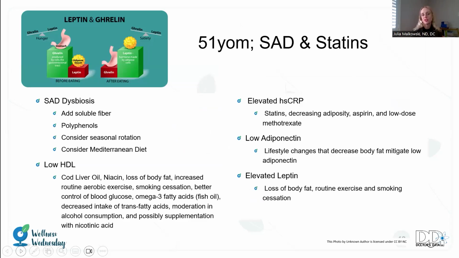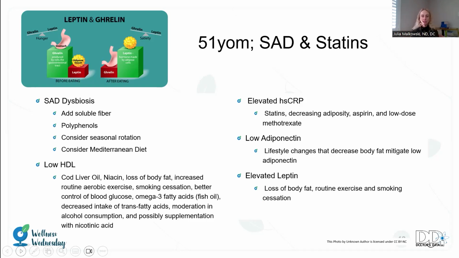So what should we do for this individual? Well, for this individual, we certainly want to remediate that standard American diet. We want to add soluble fiber and polyphenols. We certainly want to address that low HDL. We're going to consider cod liver oil, niacin. We're going to address body fat and consider adding omega-3 fatty acids and consider discussing decreasing alcohol consumption.